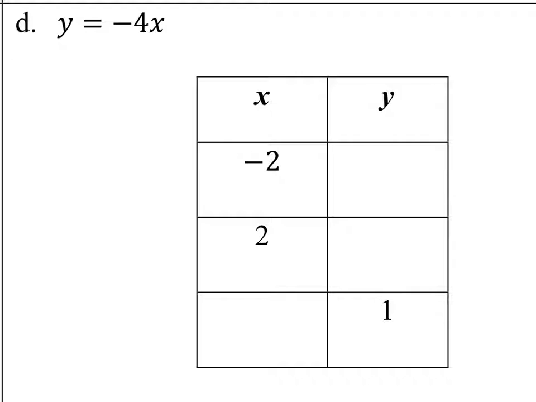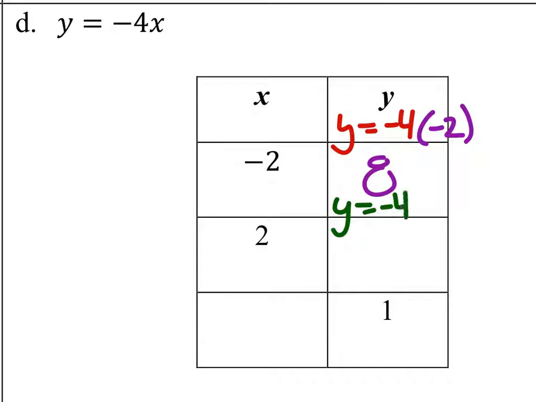y equals negative 4x. But this first row, the x is negative 2. So negative 4 times negative 2. Yeah, that one's going to be positive 8. Very good. Now this next one, though, y equals negative 4 times a positive 2, which is negative 8.